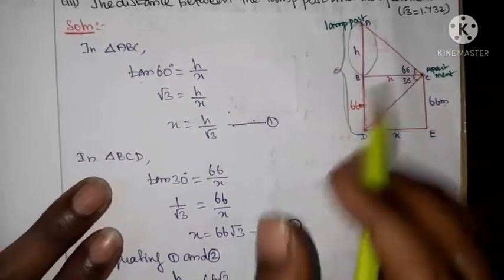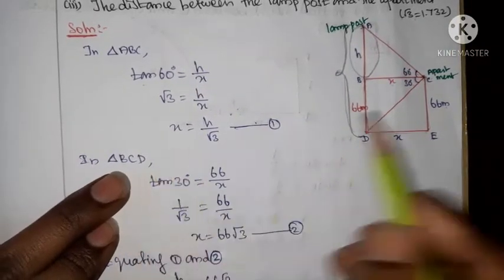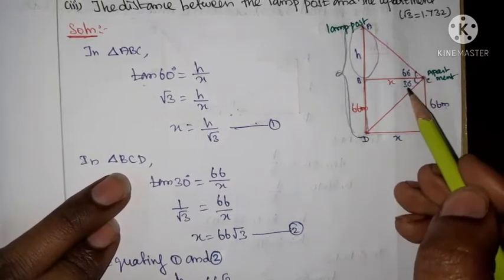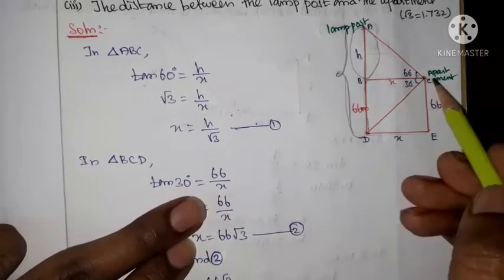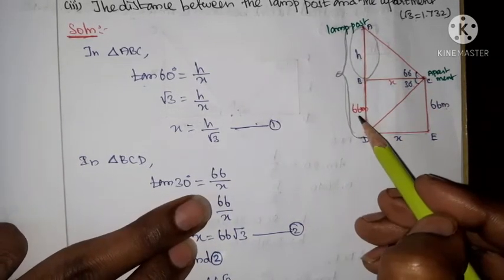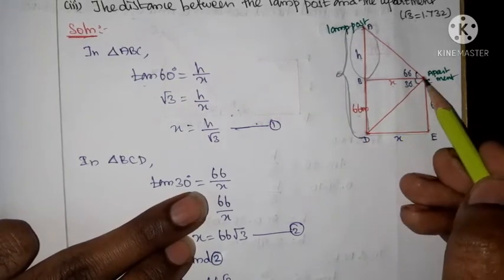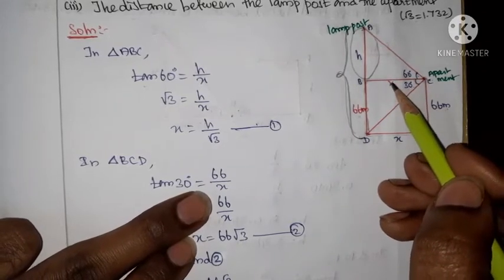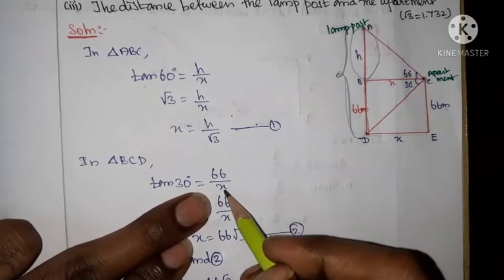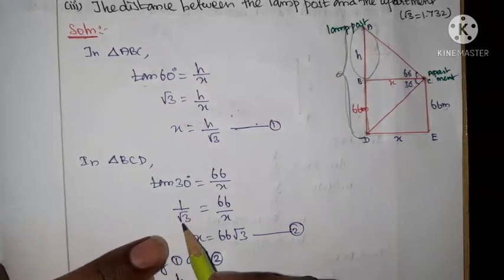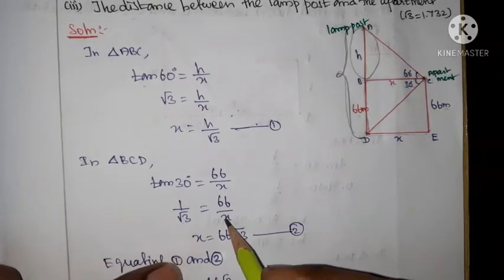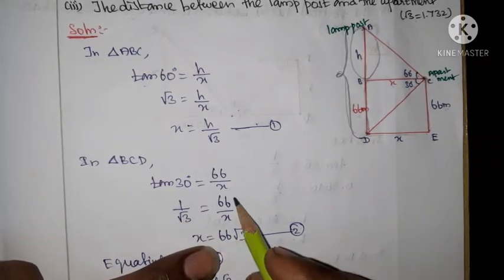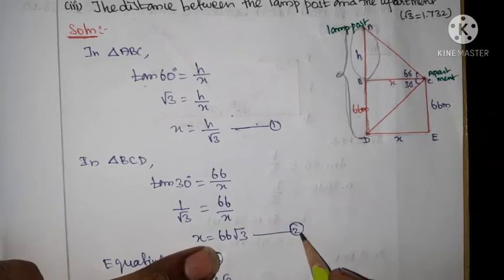Next, another triangle, BCD. Here we have tan 30. Tan 30 is opposite by adjacent. Opposite is 66, adjacent side is x. The longest length is the hypotenuse. So tan 30 is 1 by root 3, equal to 66 by x. Cross multiplying, x equals 66 root 3. This is equation 2.